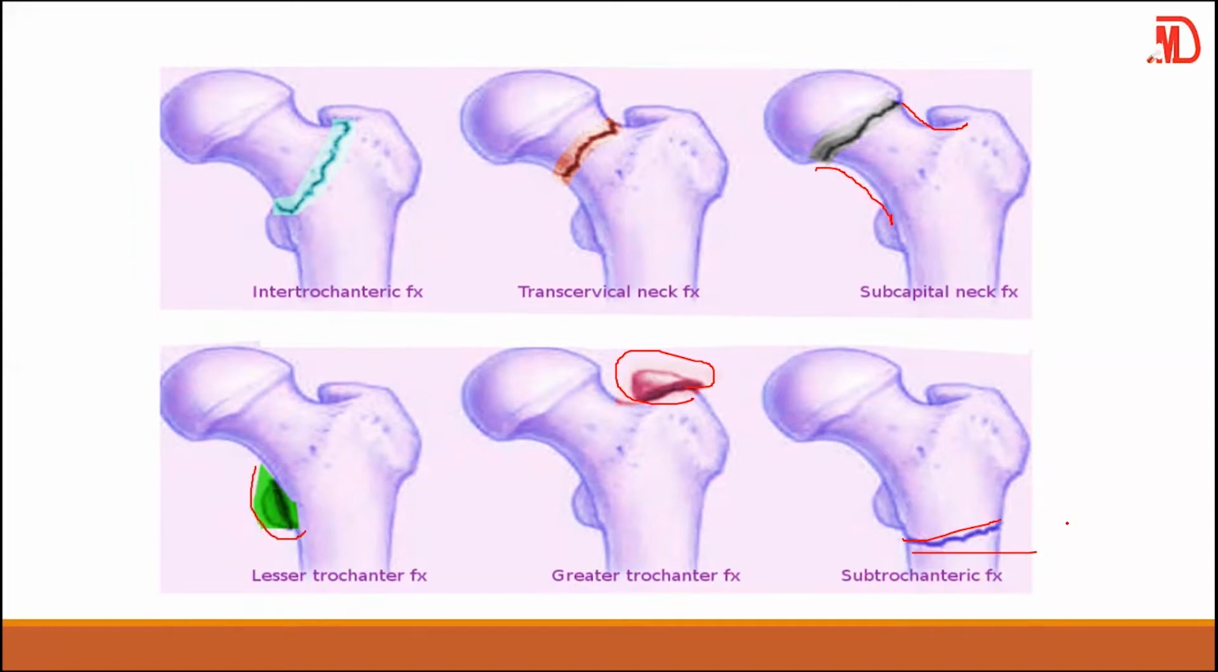As extracapsular. That means outside the capsules. So that means that over here they are covered by a capsule, but the rest are not covered by a capsule. All right. So that is just by the way.